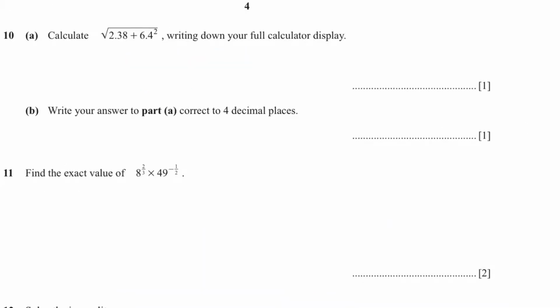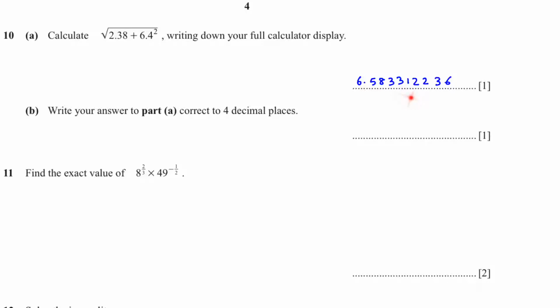A. Calculate this number, writing down your full calculator display. So we just have to put it in the calculator and we will get this number. Part B. Write your answer to part A correct to 4 decimal places. 4 decimal places is 1, 2, 3, 4 here. So 6.5833.